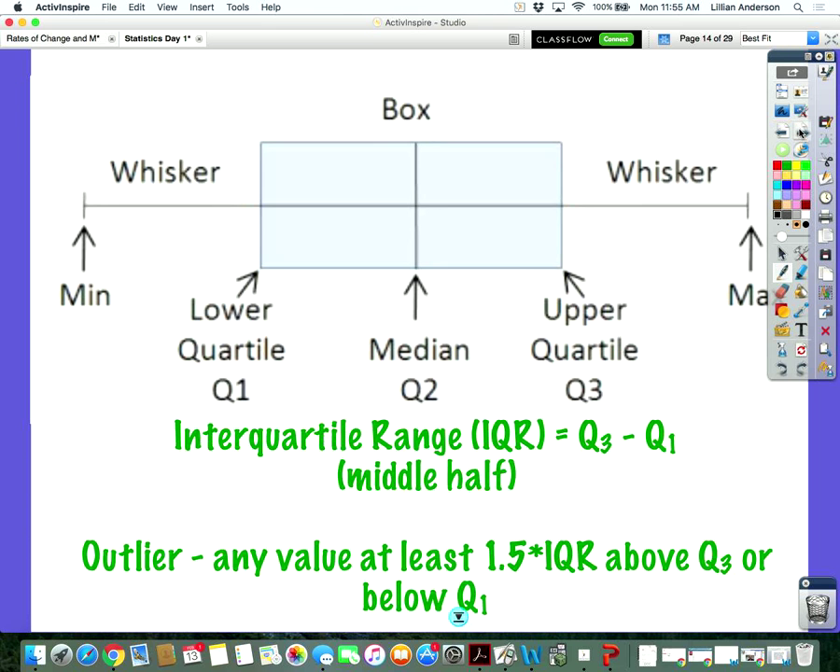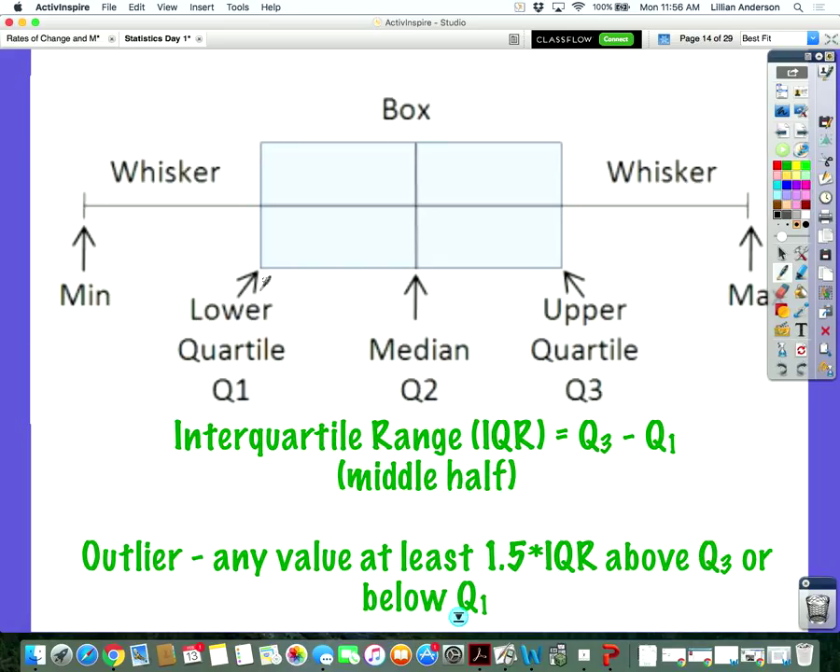Okay, so you're adding this in. This is what a box and whisker plot looks like. Hopefully you remember this from your days a long time ago. You have your box. It's literally like a box. You have your whiskers, which are the pieces that stretch out from the box, and then you have your min on the left and your max on the right.